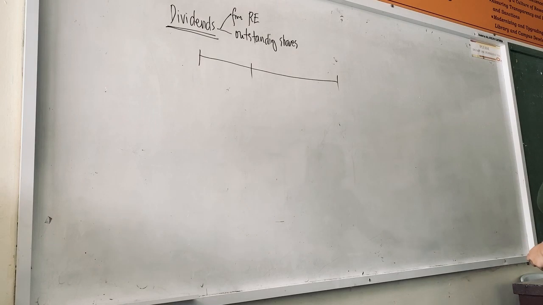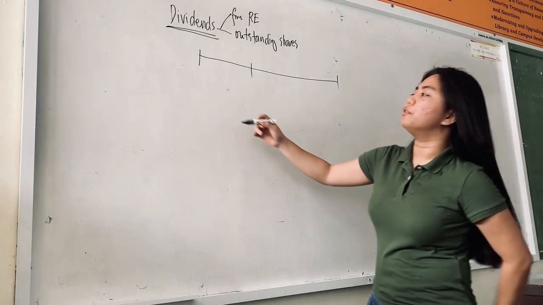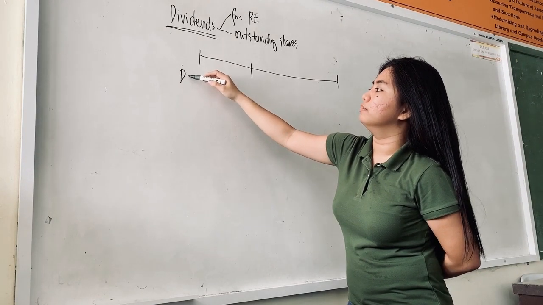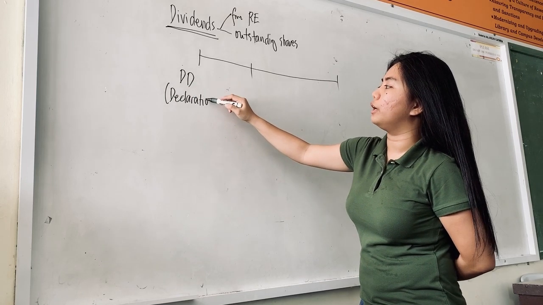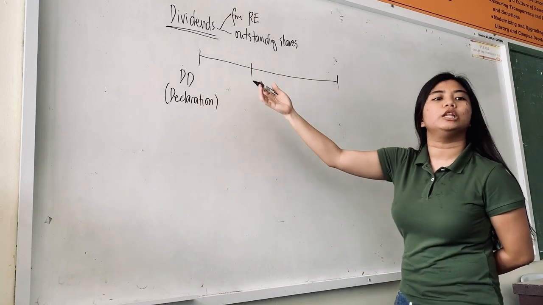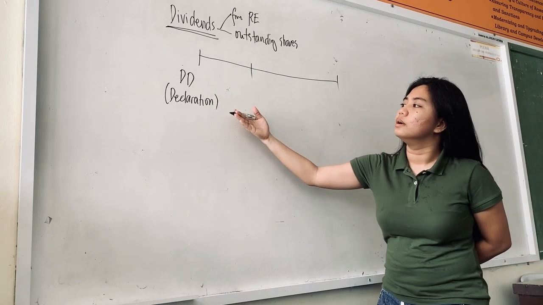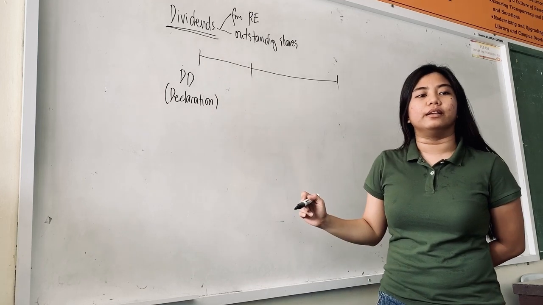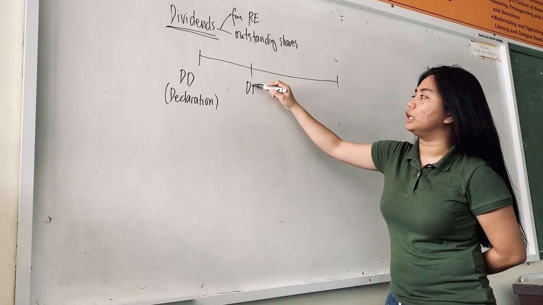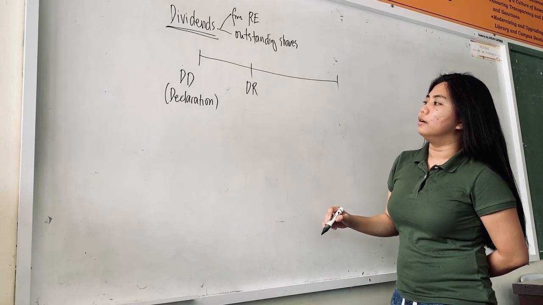Okay, napunta na tayo dito sa sinasabi kong dividend dates. So, paano nga ba tayo nag-account ng dividend? Okay, so paano tayo nag-account ng dividend? So, we have three important dividend dates. The first one is the date of declaration. Okay? So, the date of the declaration, from the term, no? Date of declaration, it means this is the date when the board of directors declare that they will give a dividend. Next, we have what we call the date of record. Okay?